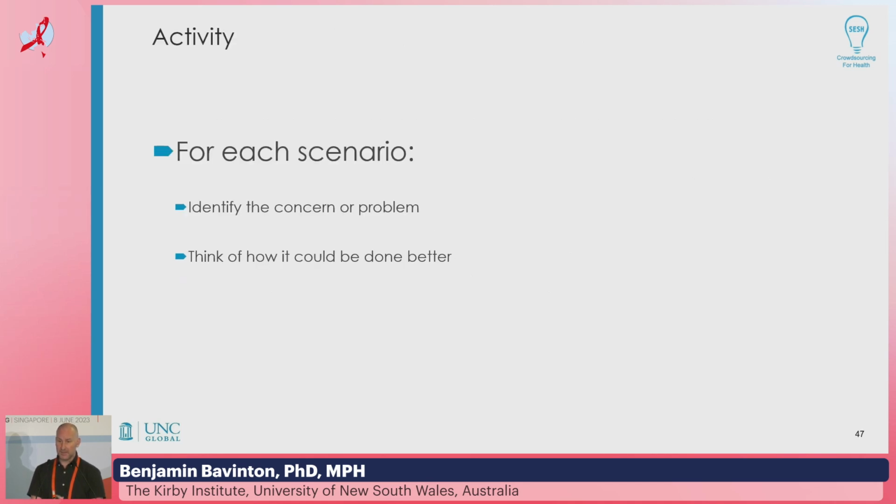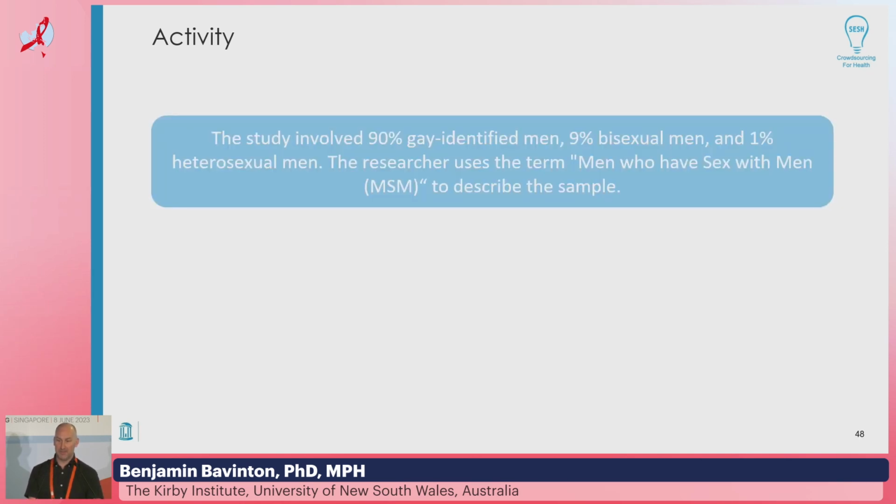So let's look at some scenarios, and for each one, this was meant to be like an activity where we could actually chat because I thought it was going to be a smaller room, but we're just going to have to do this more quickly. Identifying the source of concern or the problem and then thinking how it could be done better.